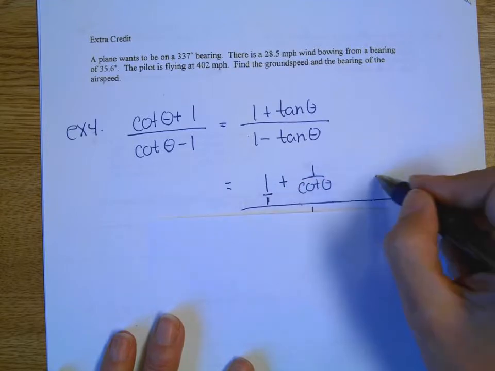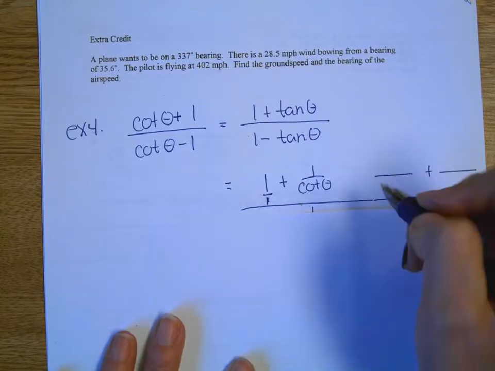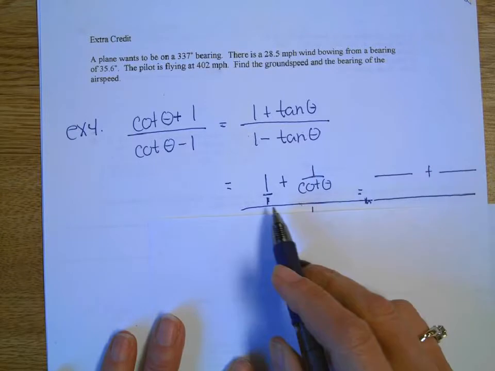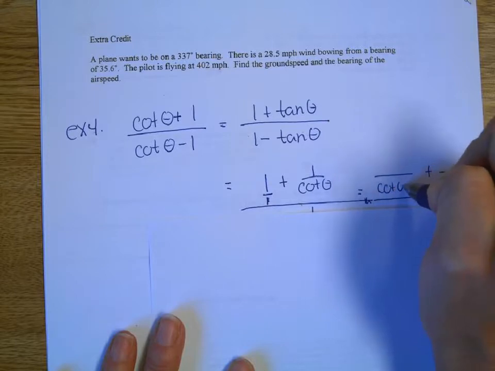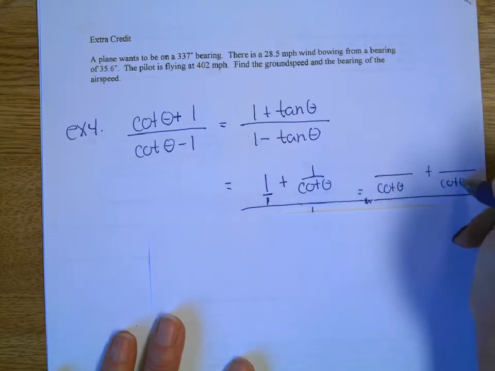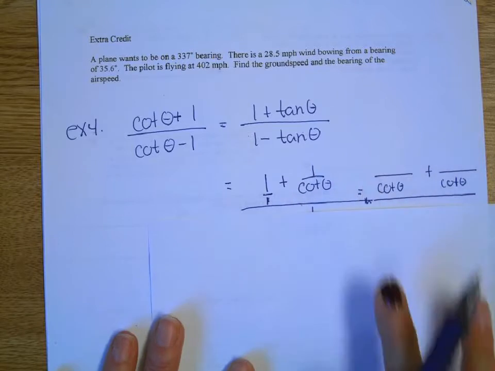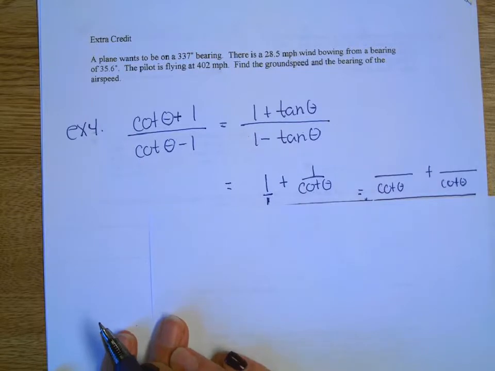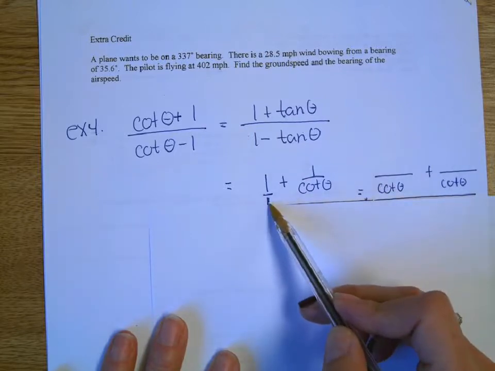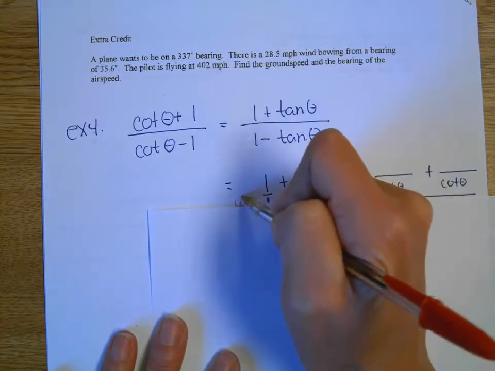So I want two fractions, and this is just an equals, I kind of extended that a little bit. Okay, what's my common denominator here? Cotangent. It's going to be cotangent over cotangent, which is still going to be 1. Forget there's anything under here. I want to add these two fractions together. If I want to add fractions together, I need a common denominator. So I had a denominator of 1. I now had a cotangent. So what did I have to multiply top by? It's cotangent over cotangent.